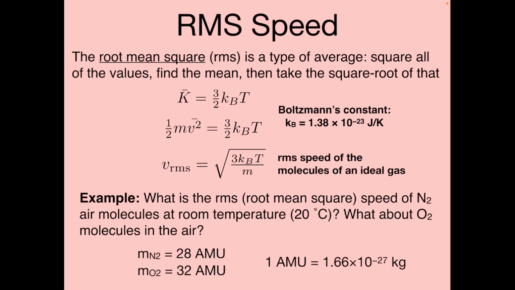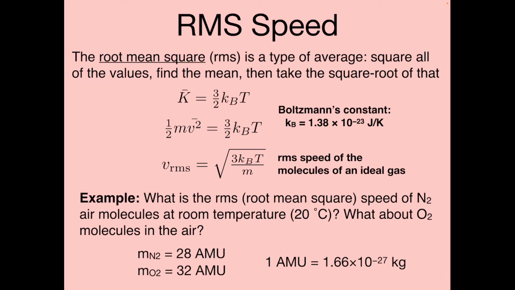So let's do an example. What is the RMS speed of N2 air molecules at room temperature? That would be 20 degrees Celsius. So N2 is just a molecule that consists of 2 nitrogen atoms. Okay, that's the molecule that's most abundant in Earth's atmosphere. And then as a follow-up, what about O2 molecules in the air? These are the molecules that we need to live, consisting of 2 oxygen atoms.